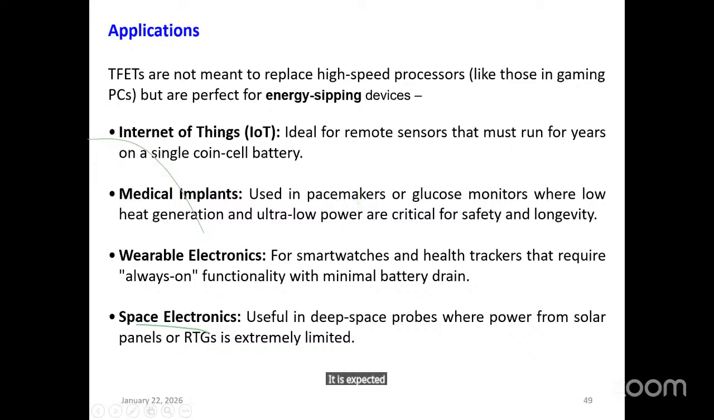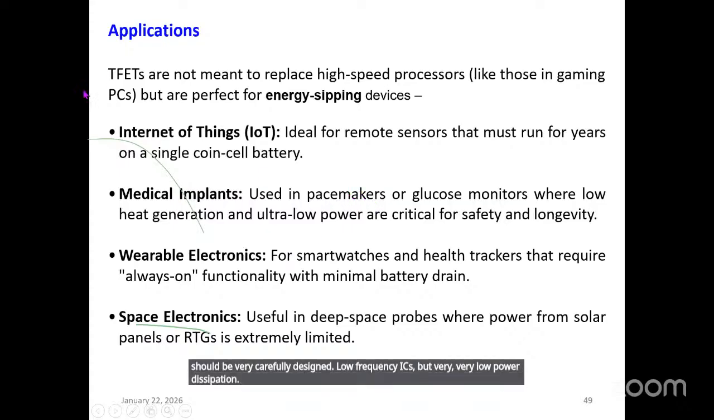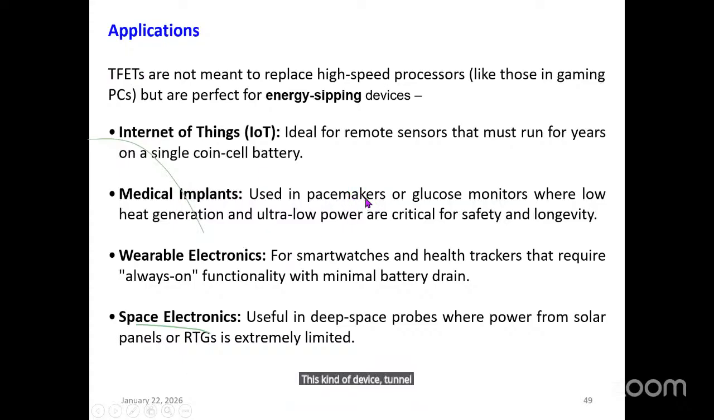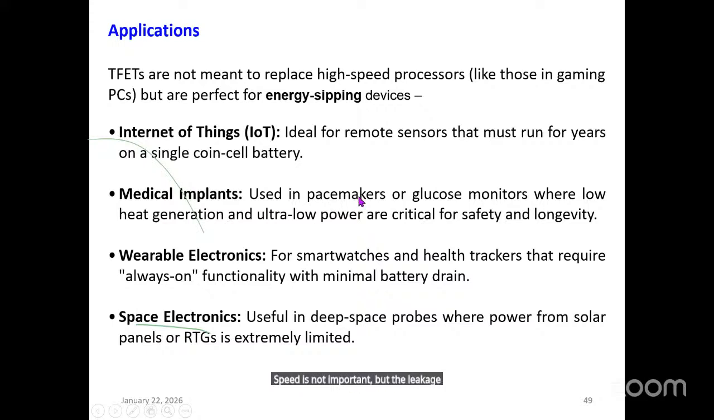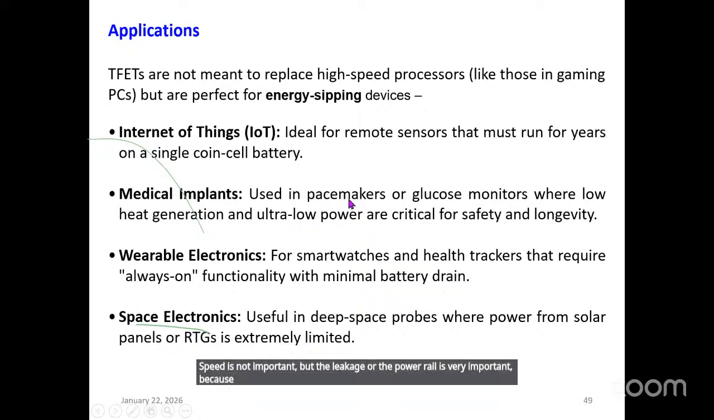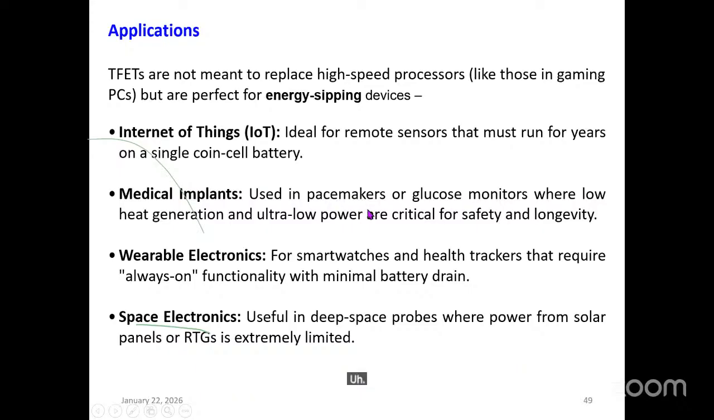It is expected that for at least 10 years, the pacemaker's battery will not drain. Therefore, the ICs used in the pacemaker should be very carefully designed, low frequency ICs with very, very low power dissipation. Tunnel field effect transistors are very useful in these pacemakers, where speed is not important, but the leakage or power drain is very important, because we cannot operate on the patient very frequently. When there is a threat to life and power drain, this device is a very good candidate.